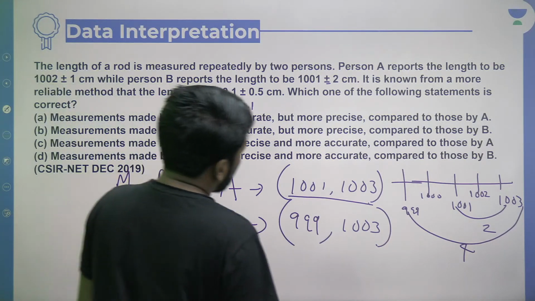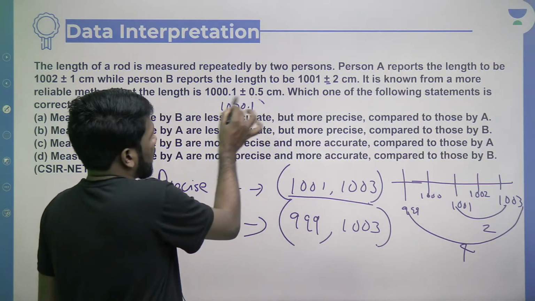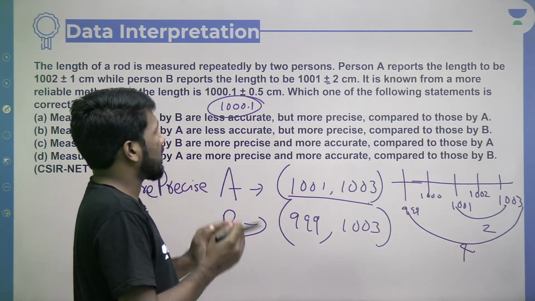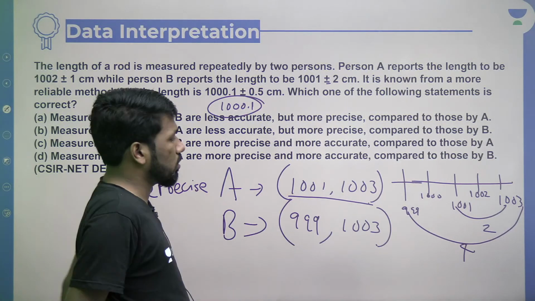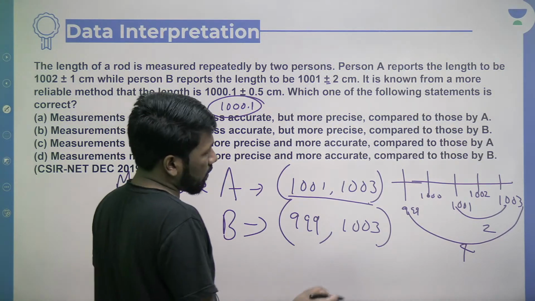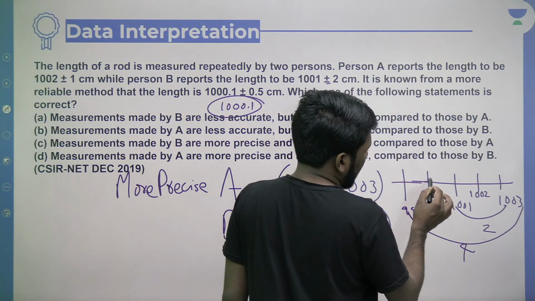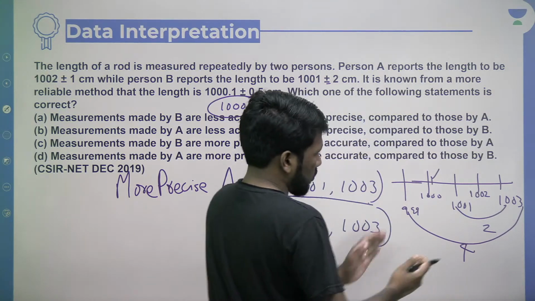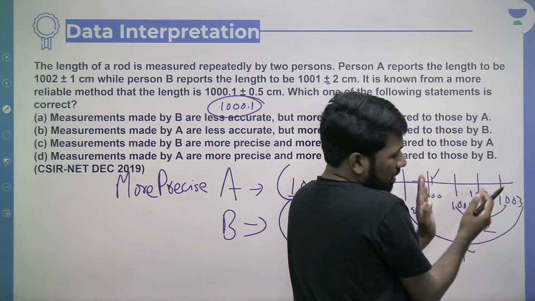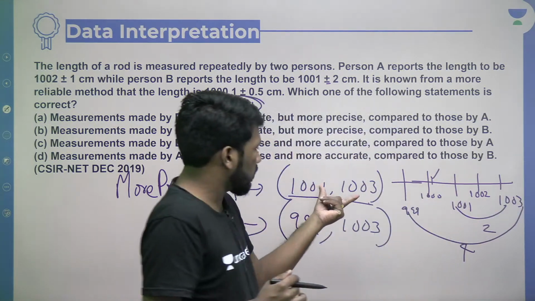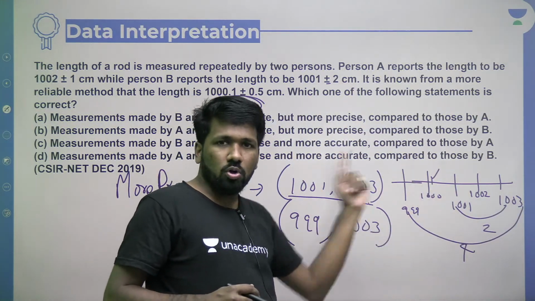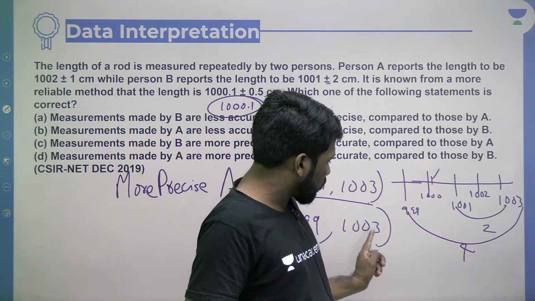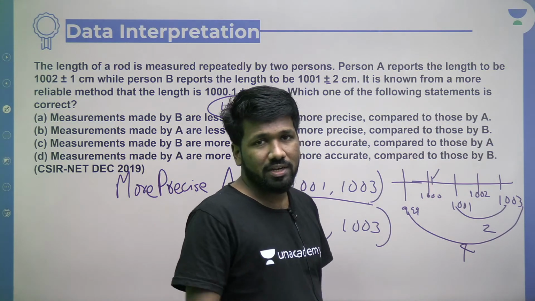So accuracy depends on the correct answer. The correct answer is 1000.1, right? Which set has that 1000.1, or is closer to 1000.1? If you plot the number line, 1000.1 is somewhere here after 1000. In this set, 1000.1 is not coming at all. The range is 1000 to 1001 to 1003, and 1000.1 is out of that range. But in the second case, the range is 999 to 1003, so at least 1000.1 is coming now.